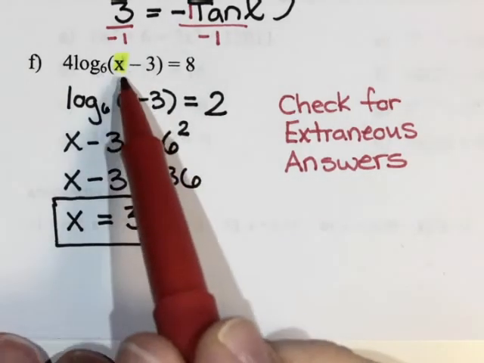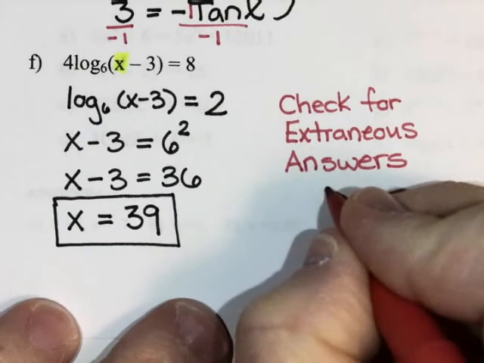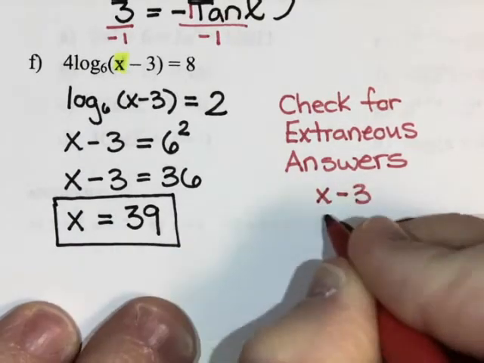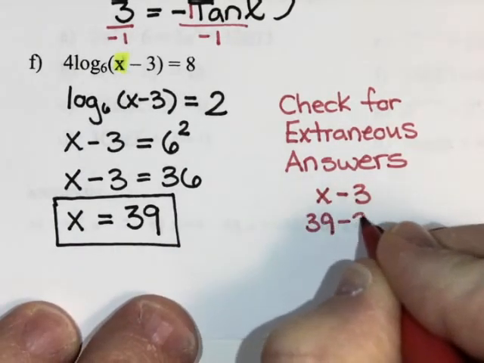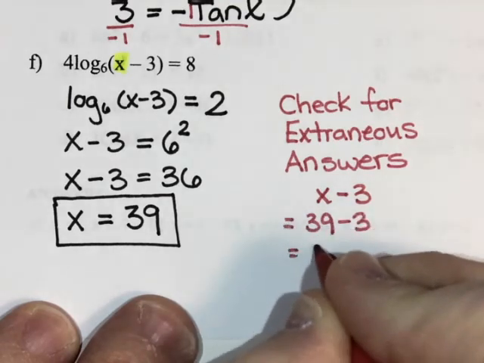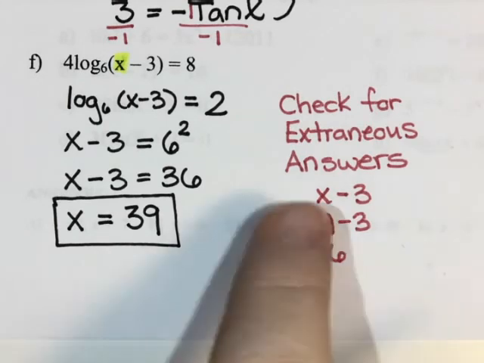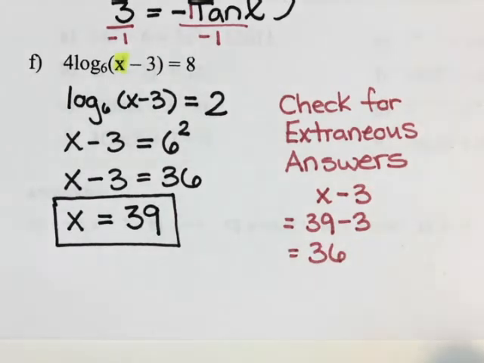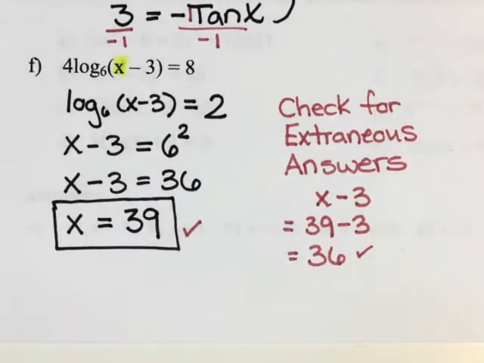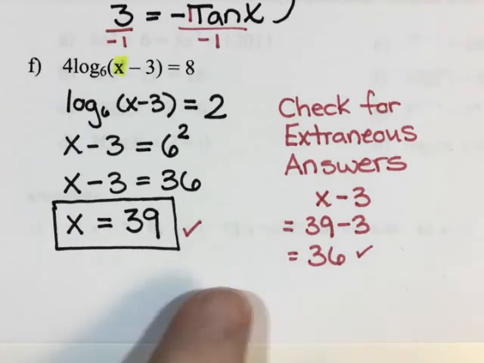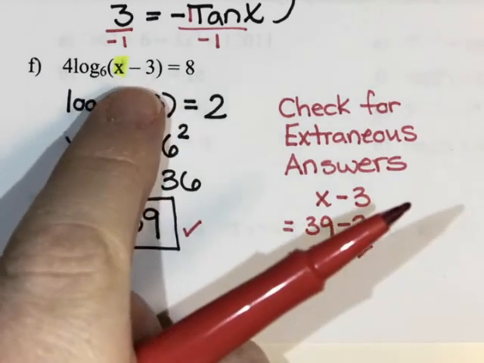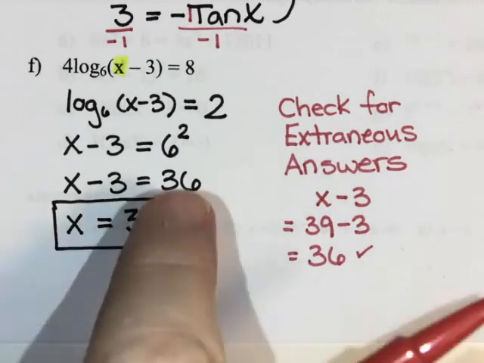So I'm going to take the argument, which is x minus 3. I'm going to put in my answer, which is 39. 39 take away 3 is 36. Is that 0? No. Is that a negative? No. So you could take log base 6 of 36, which means this is okay, which means this answer is okay. It doesn't necessarily mean this answer is right. I could have made a mistake. But it does mean that 39 will actually work in that equation, right? You could put that number in.